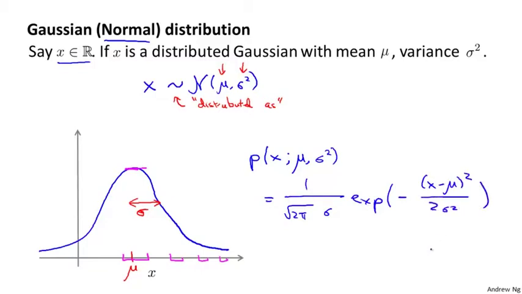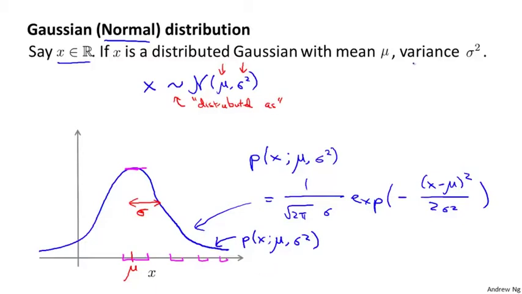So there's no need to memorize this formula. This is just the formula for the bell-shaped curve over here on the left. There's no need to memorize it, and if you ever need to use this, you can always look it up. And so that figure on the left is what you get if you take a fixed value of mu and a fixed value of sigma, and you plot p of x. So this curve here is really p of x plotted as a function of x, for a fixed value of mu and of sigma squared.